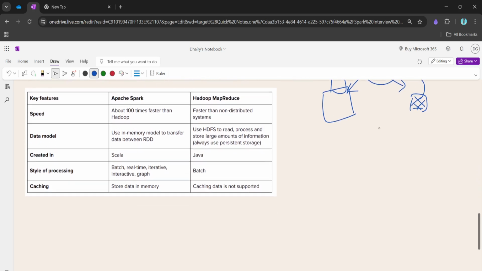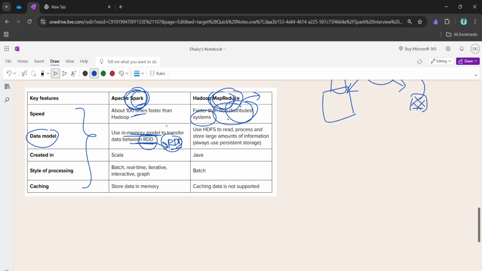Then after this, you can give this comparison answer. You can say Spark is 100 times faster than MapReduce. MapReduce is also faster than non-distributed systems, because both MapReduce and Spark are distributed data processing units. If you see here, the in-memory model is there, and the data transfer happens through the RDD, the resilient distributed dataset, which is created inside Spark while processing. These kinds of questions we will cover in a future video. So everything happens through the RDD in Spark, but in MapReduce everything, the read-write processes, happens through persistent storage. Also, Spark is created in Scala, but MapReduce is created in Java.